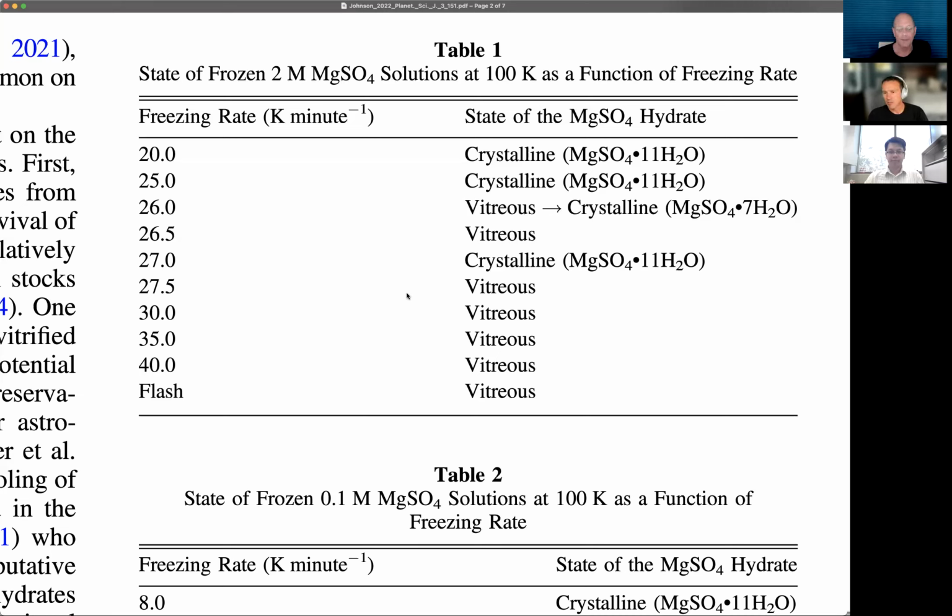And then I guess we could go. Okay, so this is the magnesium sulfate 2 molar solution that we were just looking at in figure 1. So those are the spectra we would be seeing, where we identify things as being glass or crystal.